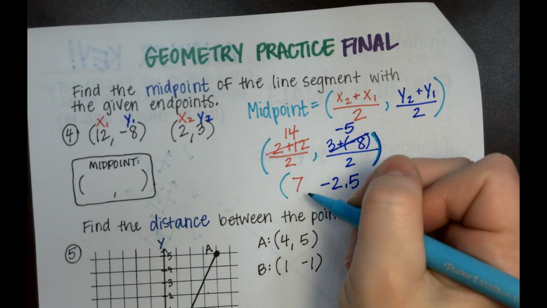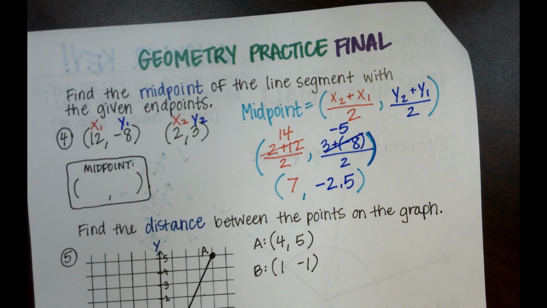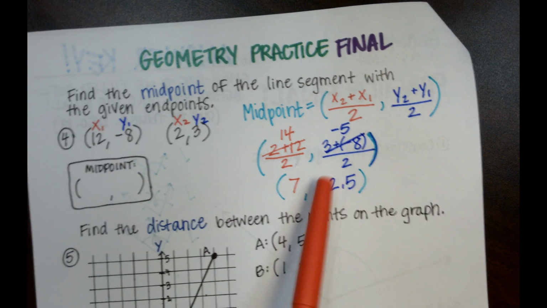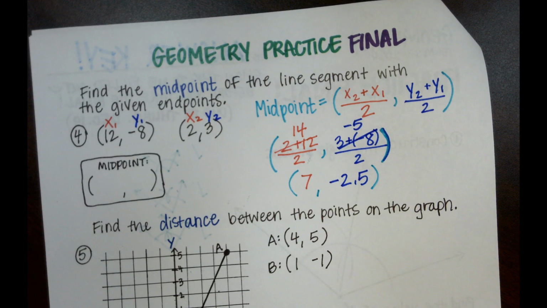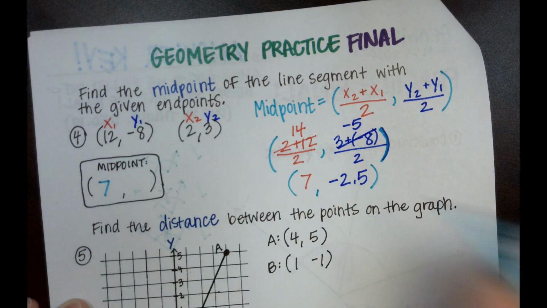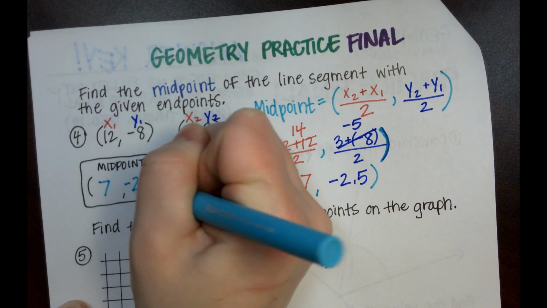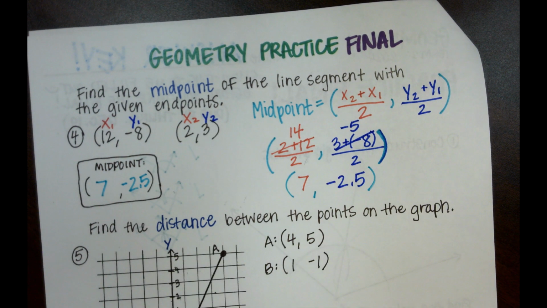It is correct. Yep, that should be our answer: 7, negative 2.5. So we'll write that in the blank I left you. Perfect.